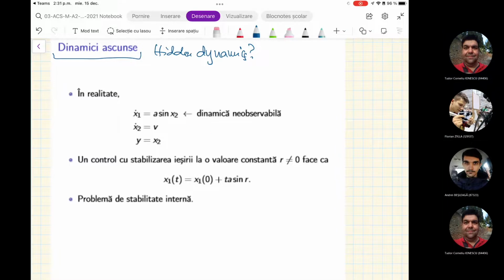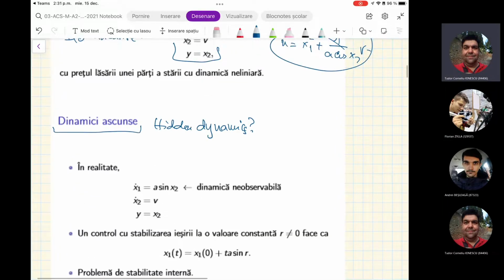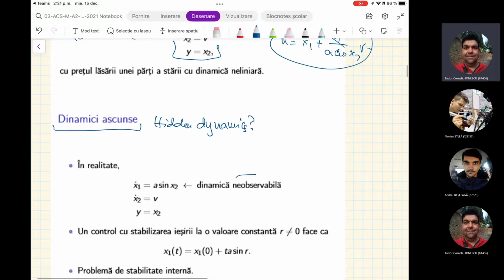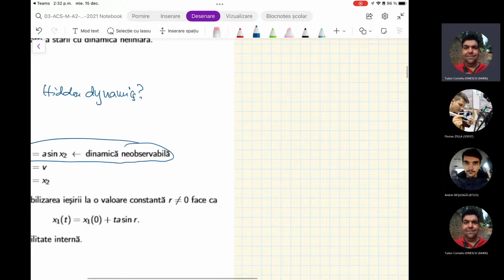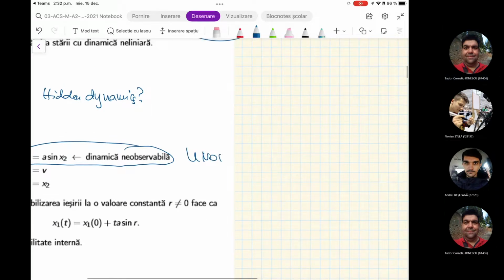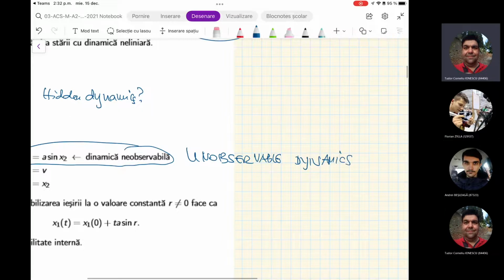If you perform this linearization, this part of the system that you do not see here any longer is unobservable dynamics.